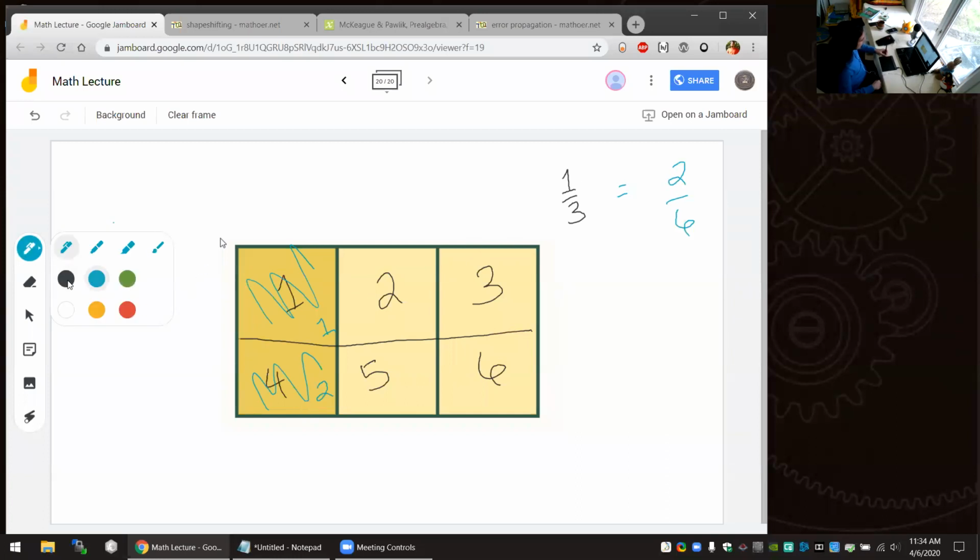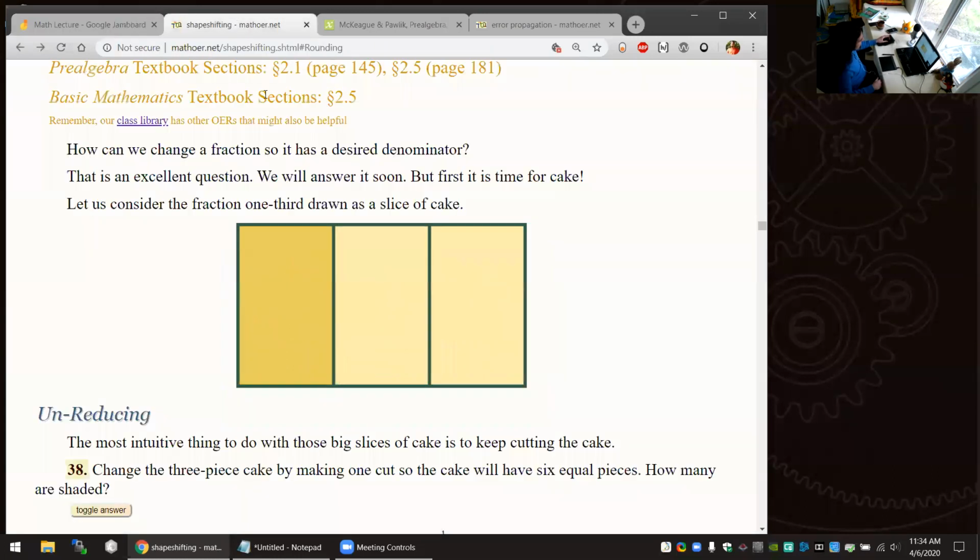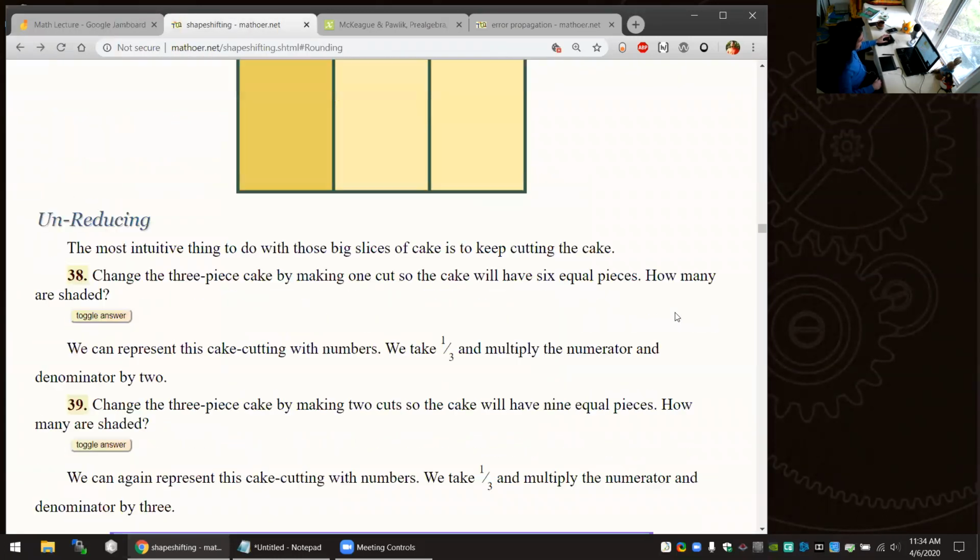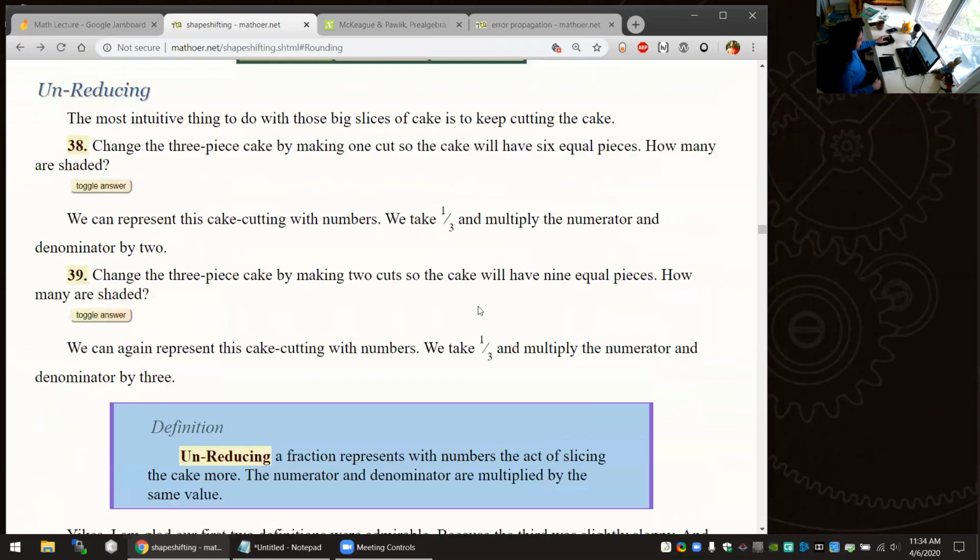Hopefully this is old review, but for visual people, this is nice. You're never required to draw a cake on your homework for your tests, but for some people, the pictures help. For others, it's an annoying distraction. So if this doesn't help you, tune out. If I wanted to make ninths, I could do that too.